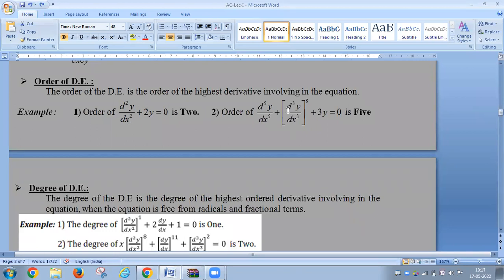Next, if you consider this differential equation, here the order is 2 only. The highest derivative order is 2.